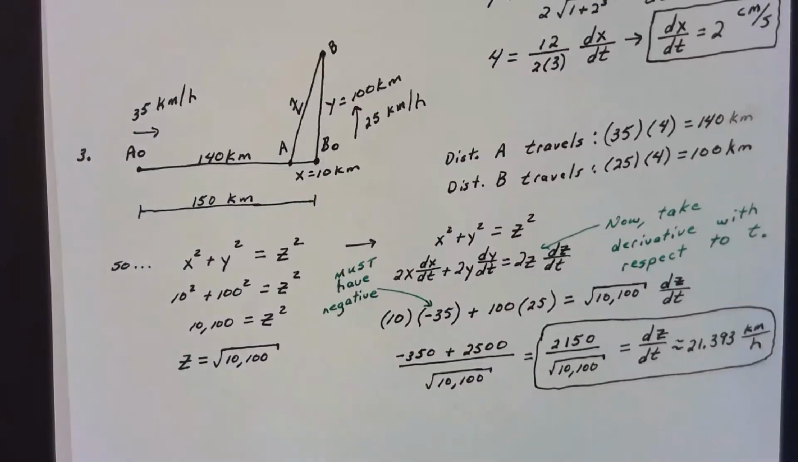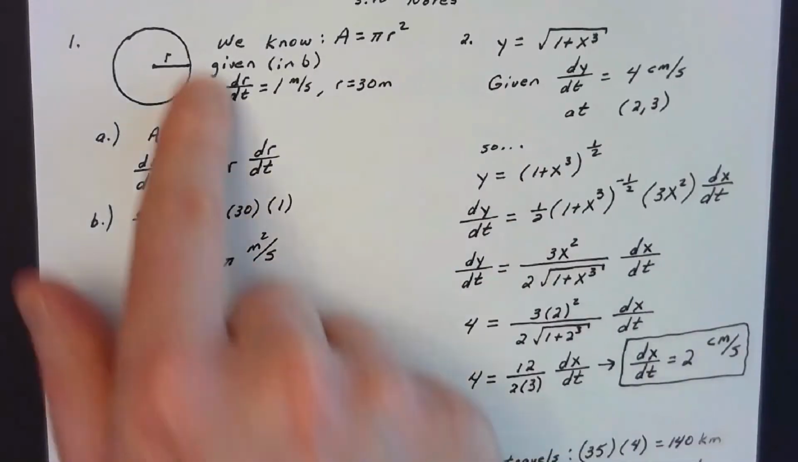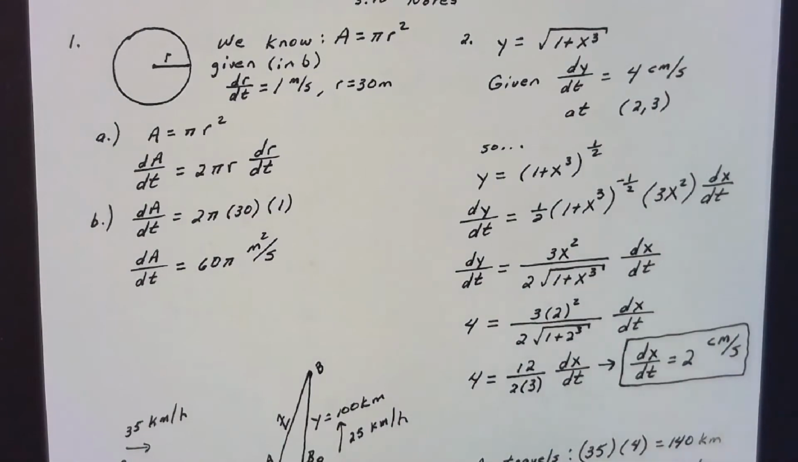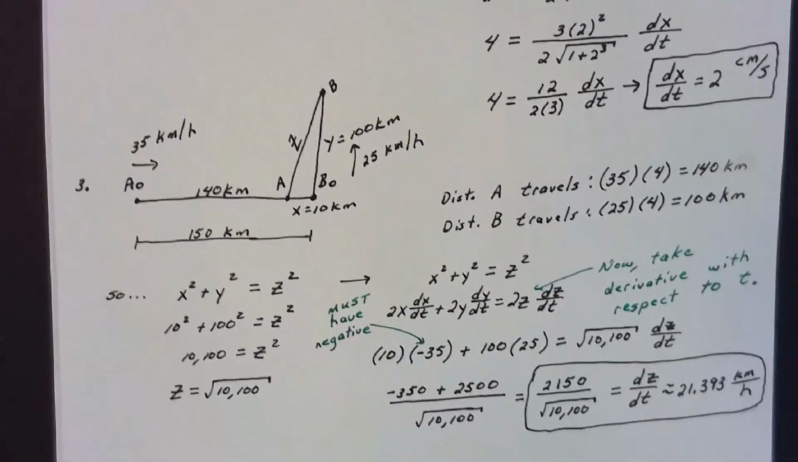First of all, unlike the previous 2 problems, I really didn't need a diagram for those. I drew a circle in 1, but I didn't do anything with it, and I didn't have to draw anything in 2. It would be hard to do this one without a drawing.